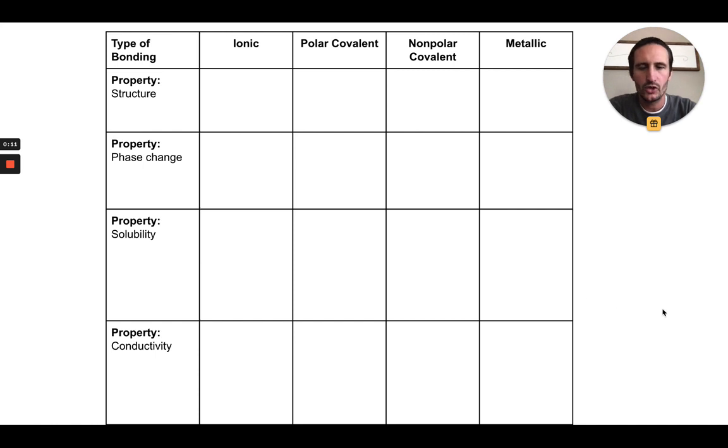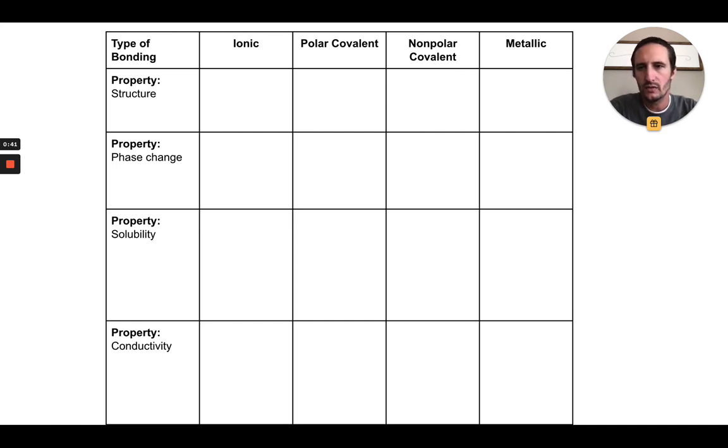And this video should help you fill out this table or this chart that you have. And we'll go through each property and each of the types of bonding as well. I'll work my way from top to bottom, left to right. So we'll start with structure in ionic, and then we'll go to structure in polar covalent, and structure in nonpolar covalent, and so on.